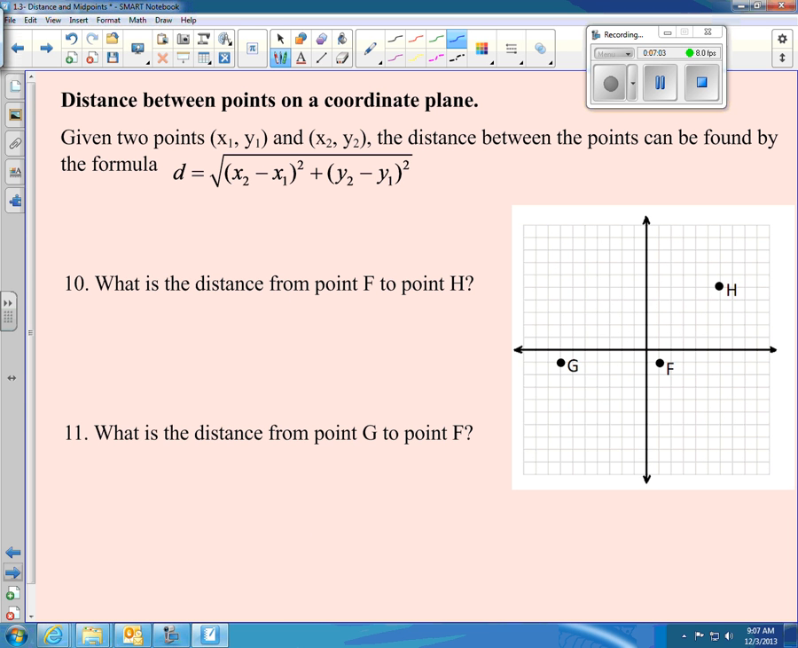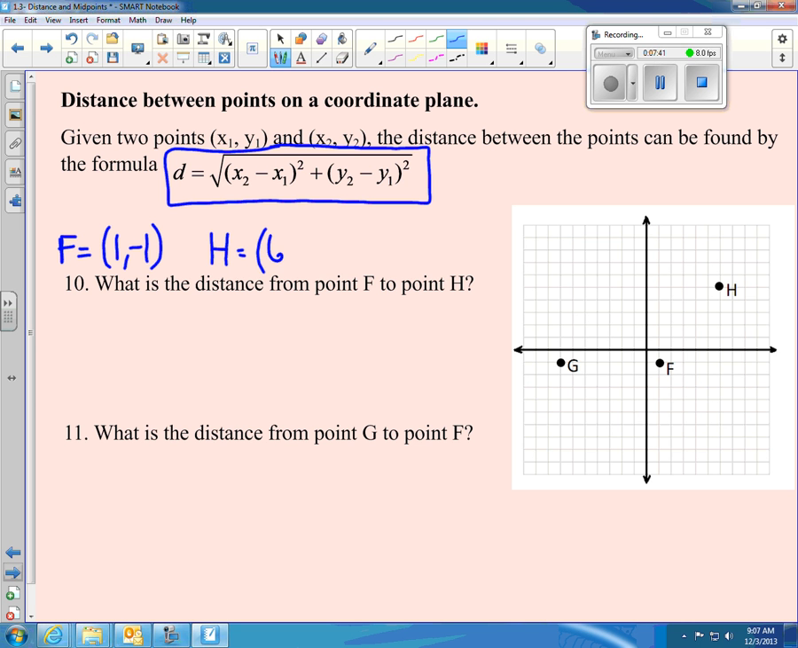All right, last portion of our notes today is the distance between 2 points on a coordinate plane. So we have here our distance formula. This is very important for you to learn. You're going to need to memorize this, so you might as well start memorizing it now. You use distance formula again when you have 2 points, x1, y1, and x2, y2. And we just plug them in and simplify using our order of operations. Number 10, what's the distance from point F to point H? Let me just rewrite down. F is going to be 1, -1, and H is going to be 6, 5.